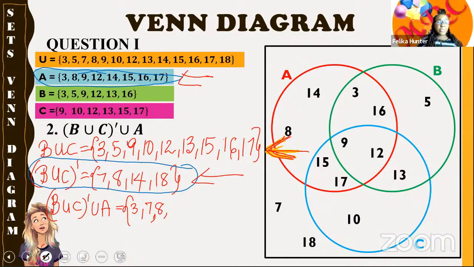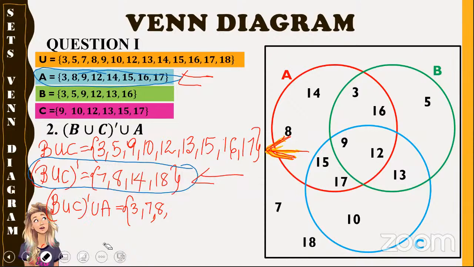So look at what you're doing. I want you to really understand what's happening. I don't want you to be just repeating procedure. Understand that we're taking everything that is in this group, B union C complement, and we're putting it with everything that is in the group A. So we're bringing those groups together.